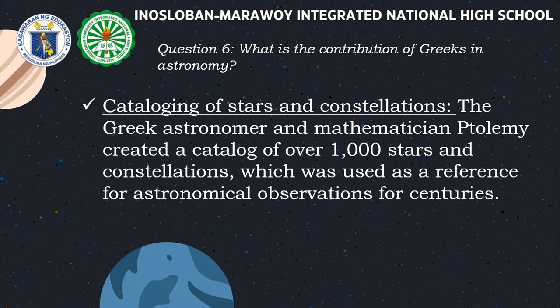Next, the cataloging of stars and constellations. Syempre pag nag-observe ang mga Greeks, they tend to list or record it in a certain book. So the Greek astronomer and mathematician Ptolemy created a catalog of over 1,000 stars and constellations, which was used as a reference for astronomical observations for centuries. Ang dami nilang na-record, 1,000 stars, 1,000 constellation.